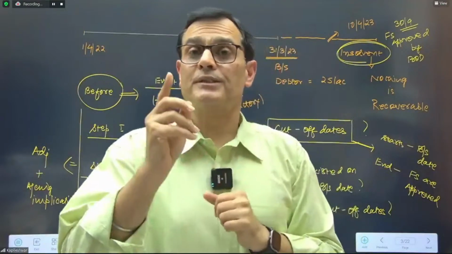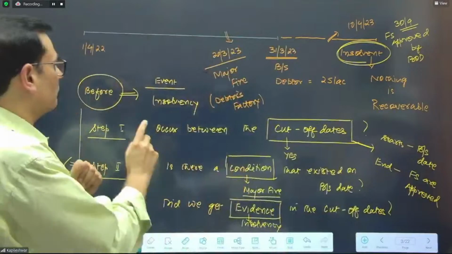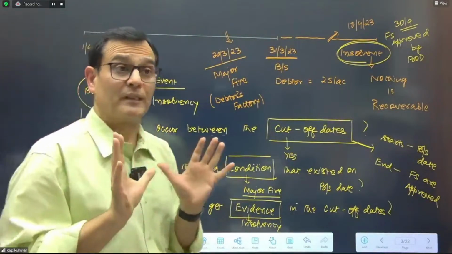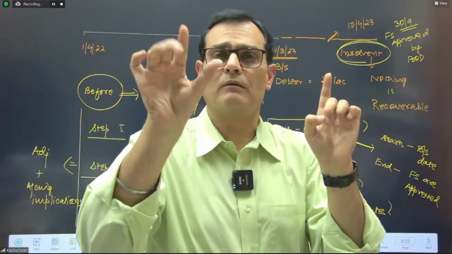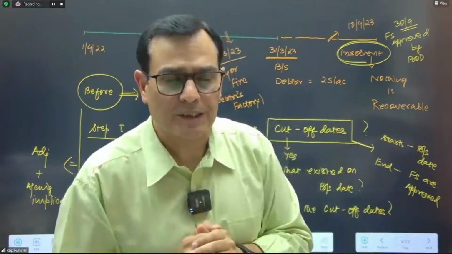Now, what you need to do is the 3-step model like this. Before you apply the 3-step model, I would say identify what is the event. Your focus is very clear. The event is going to be after the balance sheet date. Just note down the event. And once you've noted down the event, go on a 3-step model.